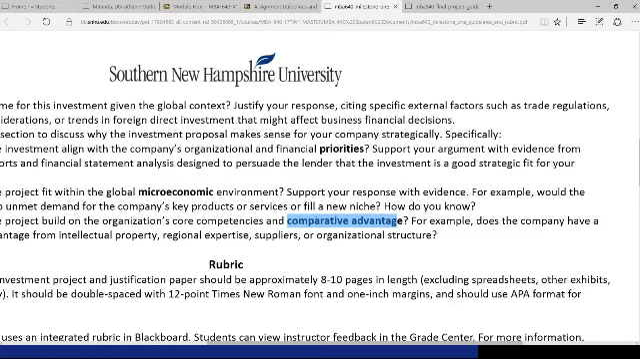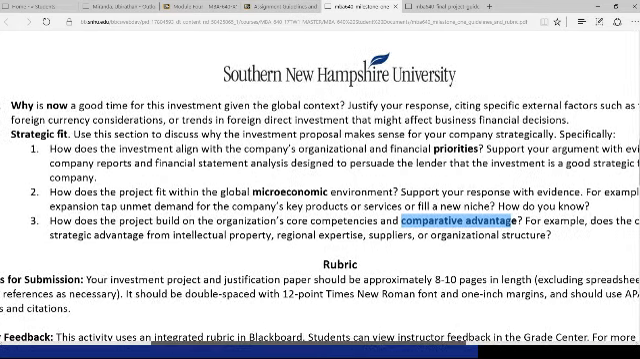So, for example, does the company have a strategic advantage from intellectual property? Is it your code? Is your digital product something that sets you apart in that particular market? Is it that your services have a regional expertise that other companies cannot meet?